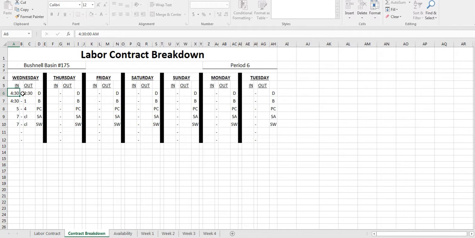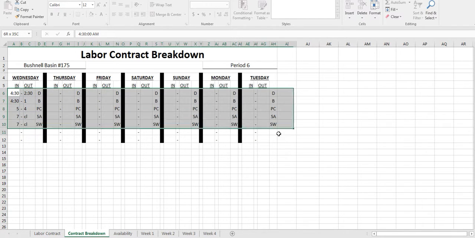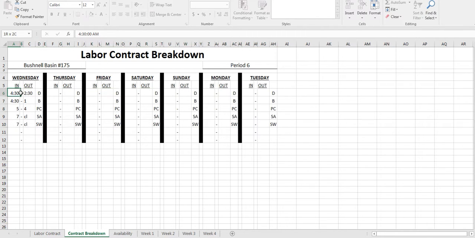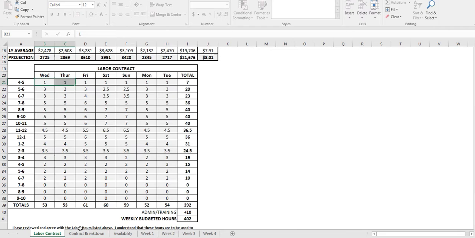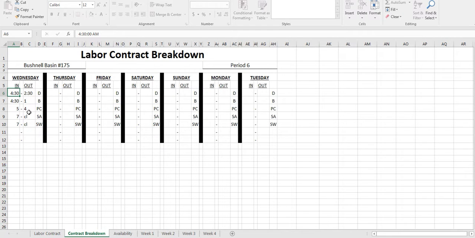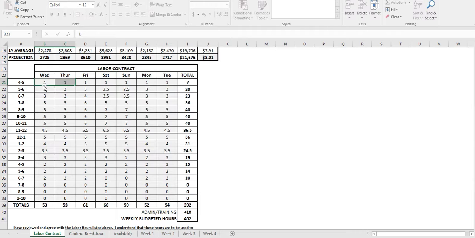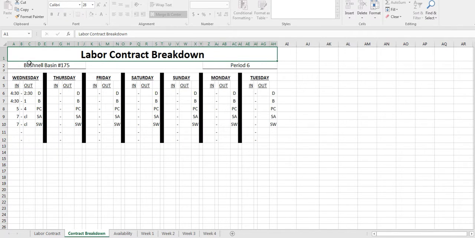So, it's a lot easier to look at something like this with actual shifts on it versus trying to schedule based off of this. And if you do this part accurately, you can guarantee that when you're making a schedule using this, you will be scheduling exactly the way your labor contract lays it out for you. So that would be the next step.